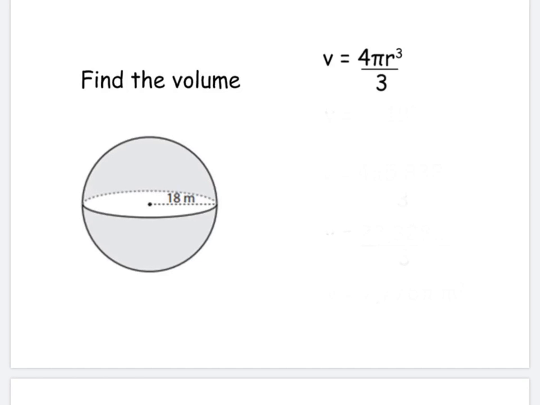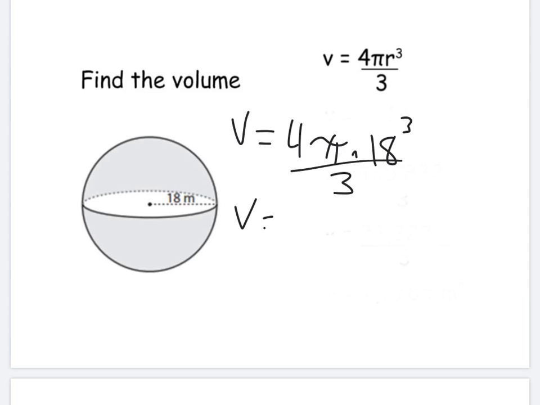So if I'm looking at this sphere, I'm going to substitute my values in. So I have volume equals 4 pi times the radius from the picture, which is 18 to the third power, over 3. We do our exponents first according to the order of operations. So I have 4 pi, and then 18 cubed means 18 times 18 times 18, which is 5,832, and then it's divided by 3.